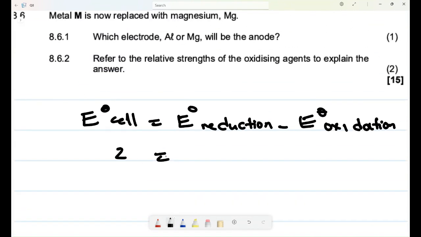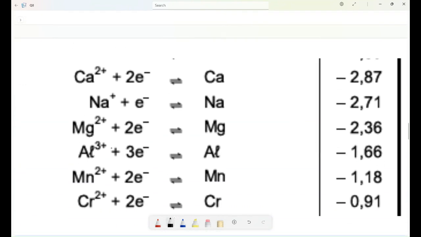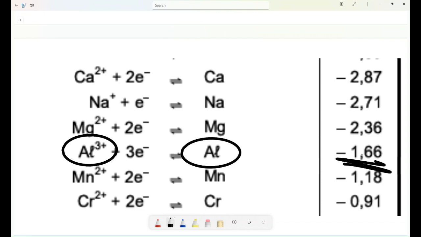You had to read this from the graph. Then we have E naught of the cathode. Why are we saying this is the cathode? Because M, we are trying to figure out M, and M, remember, undergoes reduction, and it is a cathode. So we'll just give it an unknown, minus E naught of the oxidation. What is the oxidation number of aluminium? You should check aluminium that has 3 plus and Al only. So it is something like negative 1.66.